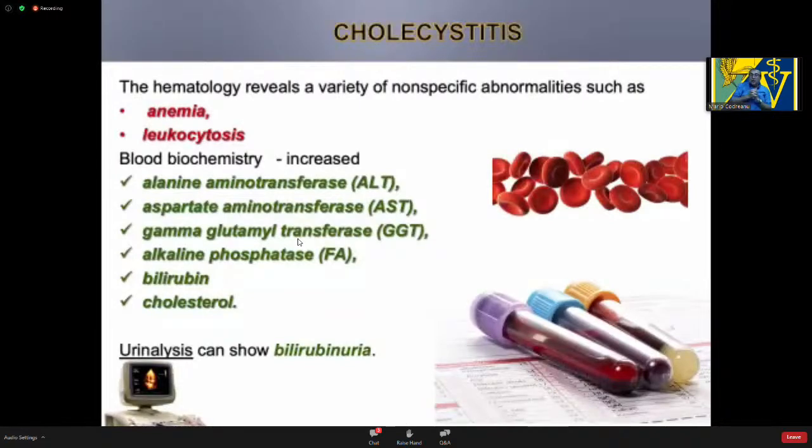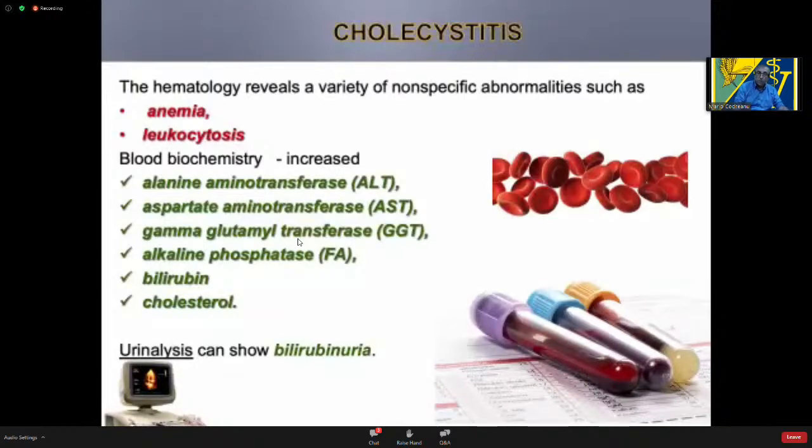Regarding the diagnosis and the paraclinical changes, the hematology reveals a lot of non-specific changes and abnormalities. We can find patients with anemia. We can find an inflammatory response such as leukocytosis. But probably the most important changes are in the specific biochemical panel, and we can talk here about elevated levels of specific enzymes.